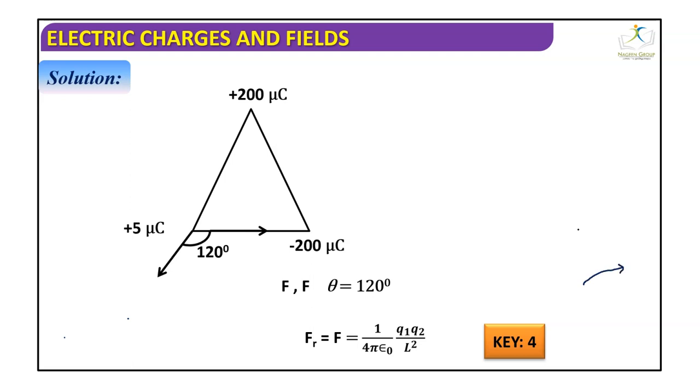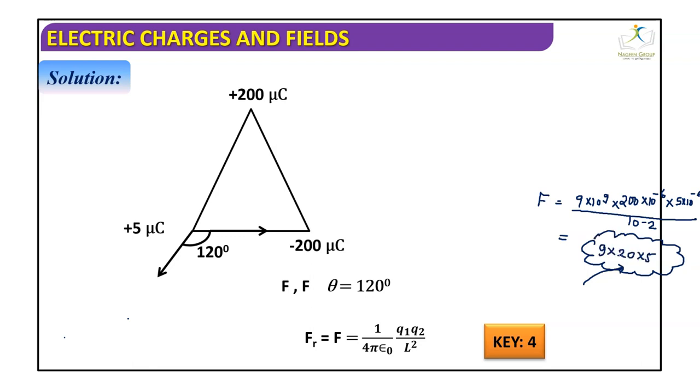So here we have F is equal to 1 by 4 pi epsilon naught. So the value of this will be this. Q is given as 200 microcoulomb, 10 to the power minus 6. The value of Q2 is 5 times 10 to the power minus 6, divided by the distance between them, which is 10 to the power minus 2. After solving, we will get this value, 9 times 200 into 5. After solution, we will get F net equal to 900 Newton, which is answer key 4. Hope you understand the complete solution. Moving ahead with the next question.